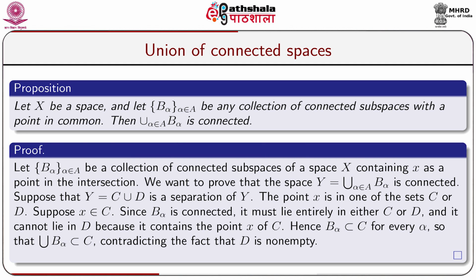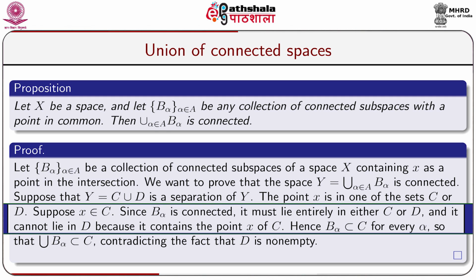That means there exist non-empty disjoint open sets C and D of X such that Y is contained in C union D, and both C intersection Y and D intersection Y are non-empty. The point P is in one of the sets C or D. Without loss of generality, let us consider P belongs to C.